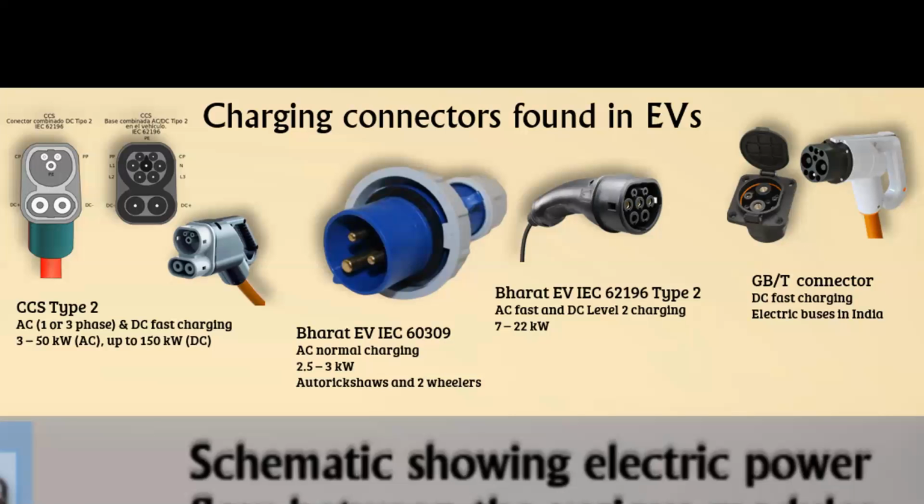Next is the Bharat EV, which is based off of IEC 62196, and it is also called the type 2 charger, and this is derived from your CCS type. So here we again see this is used for AC fast charging as well as DC level 2 charging. This means that it can support up to 22 kilowatt of fast charging.